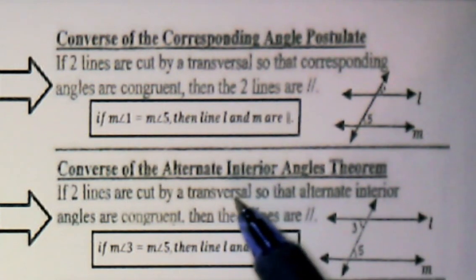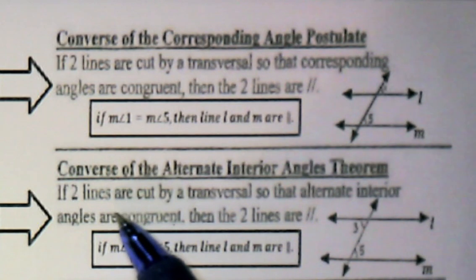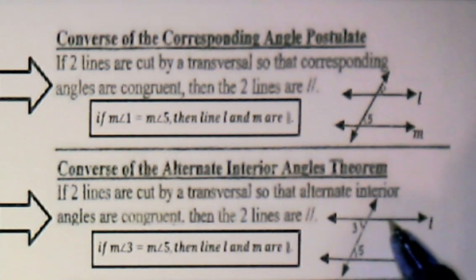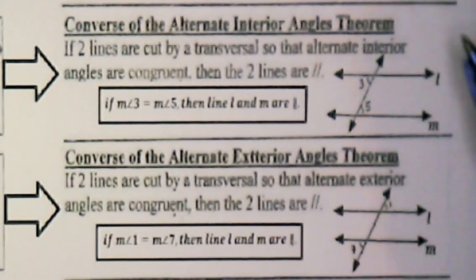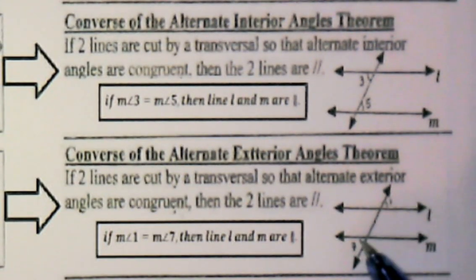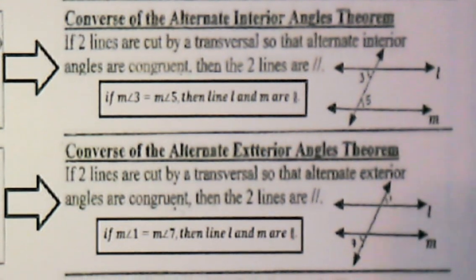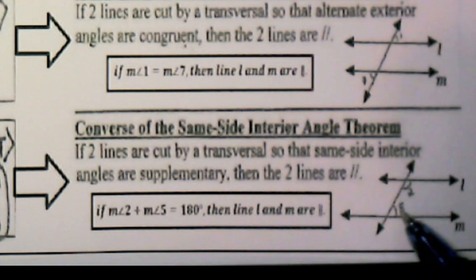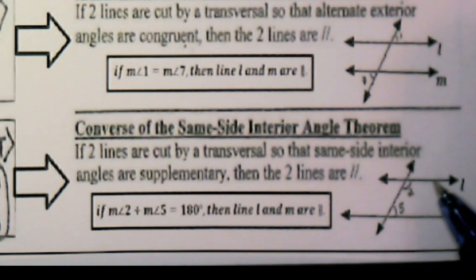With the same idea, all the other theorems also apply. So here, if we have two lines cut by a transversal and the alternate interior angles are congruent, I can conclude these two lines to be parallel. Same thing with alternate exterior angles. I can conclude that these two lines are parallel. And same thing with the same side interior angles. If they add up to 180, that means these two lines are parallel.